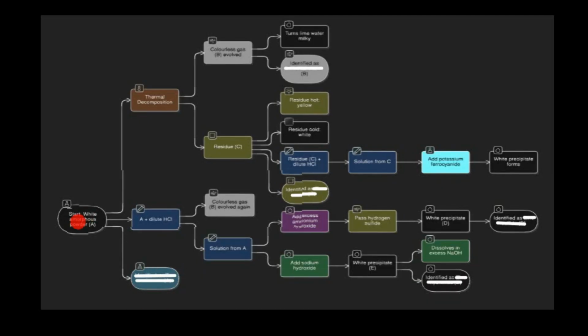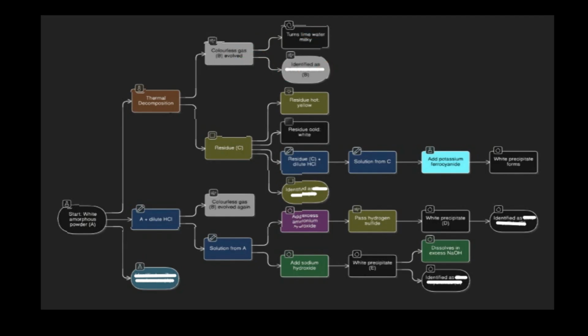I'm starting from here. It is my white amorphous powder, and it is undergoing thermal decomposition, producing a colorless gas B and a residue C. Okay, and then what will happen? This colorless gas turns the lime water milky, so you can identify what is B.